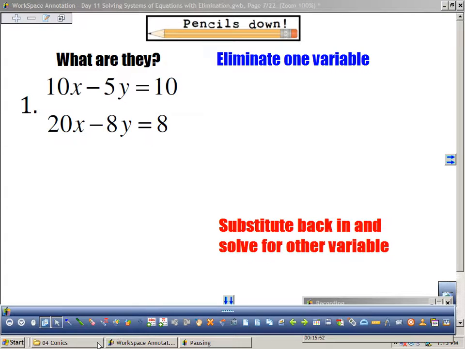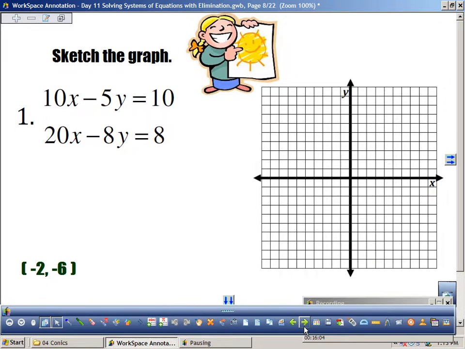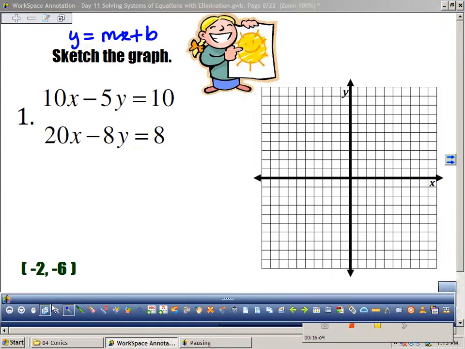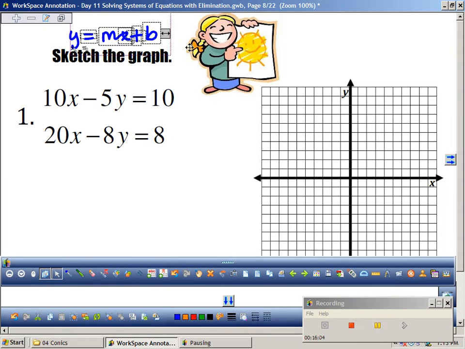What are these? They're lines. They're both lines. So I'm going to graph them. This is all I'm going to do on this one. I'm not going to solve it because you should be able to solve it. But before I graph them, what do I need to turn them into? You're going to turn them into y equals mx plus b.